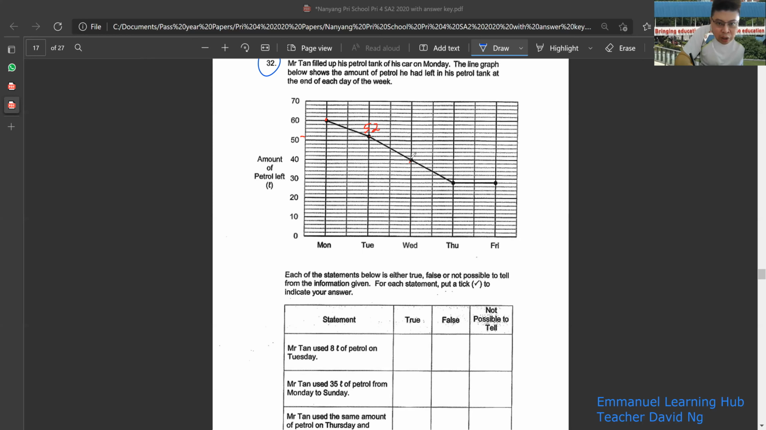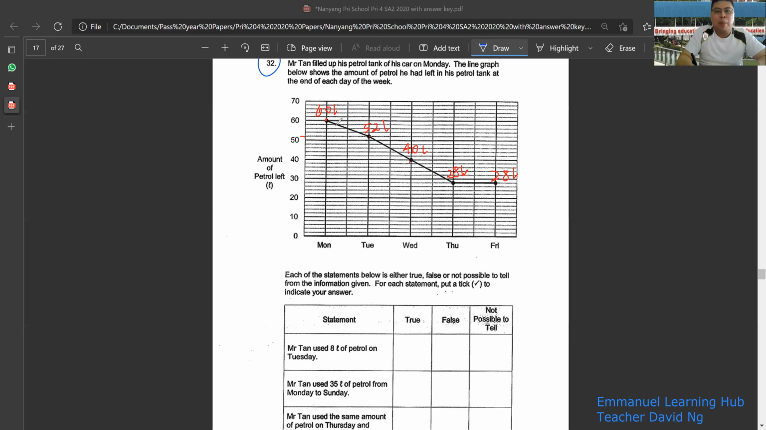Then this one is 40. Correct? You can see it's 40, right? Then this one is how many? This one is 28. Can you see it's 28? The other one is also 28. This one no change, 28. So you write out 52, 40, 28, 28. Okay, then this one is 60.